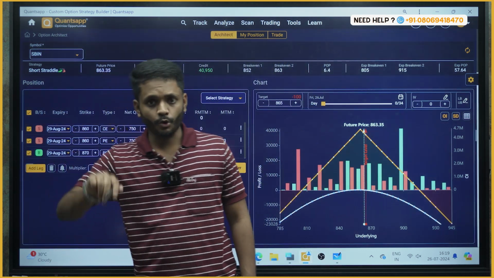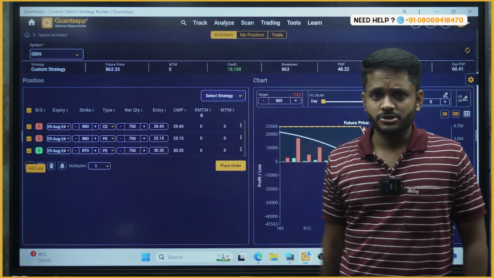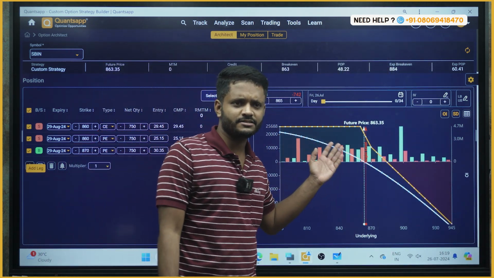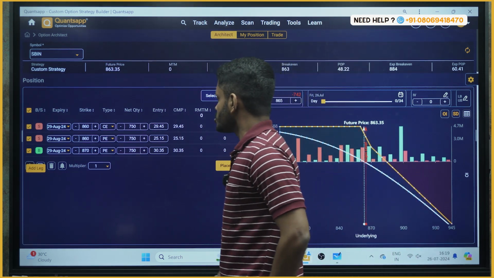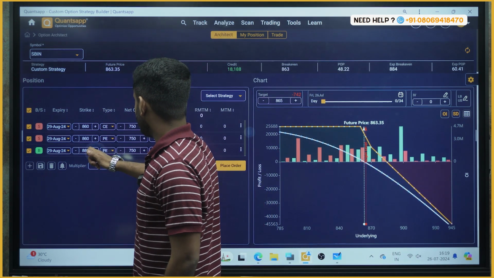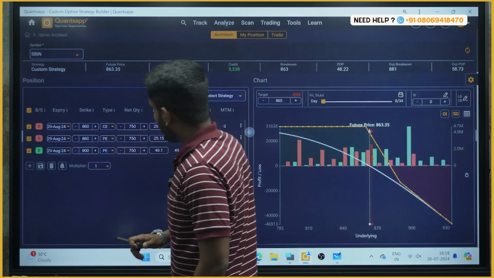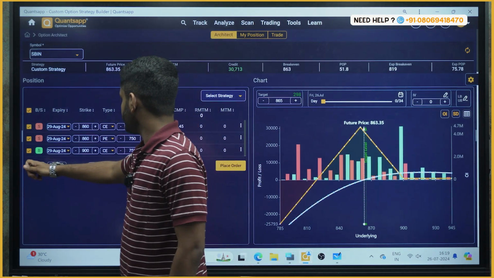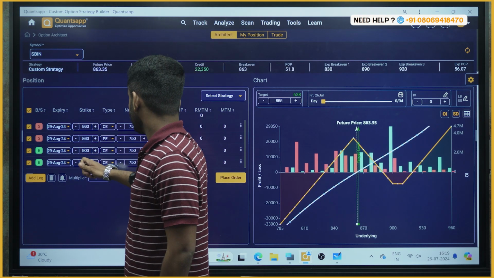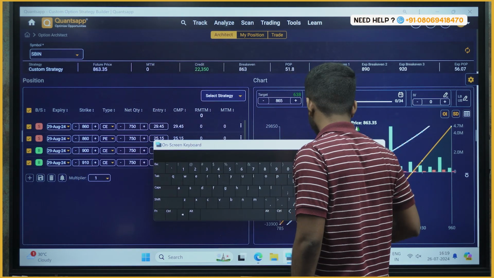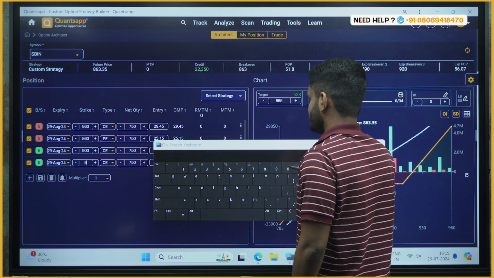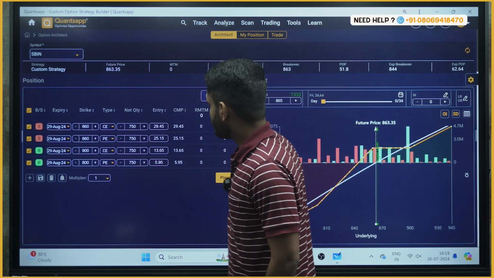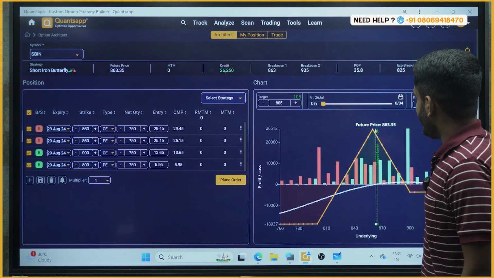Now, what we saw in the open interest, I saw that the highest call writers are somewhere around 900 levels and the highest put writers were somewhere around 800 levels, correct? So now, say for example, I am going to hedge my positions by buying a 900 call and by buying an 800 put. Okay, so I have hedged my position.